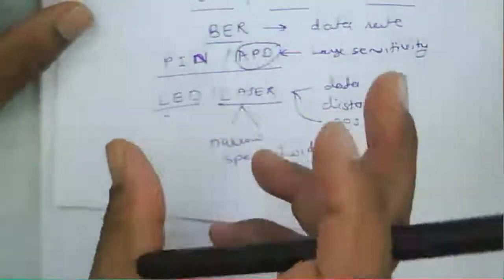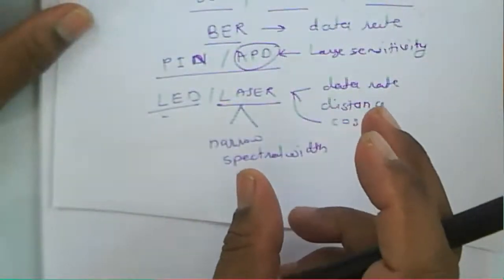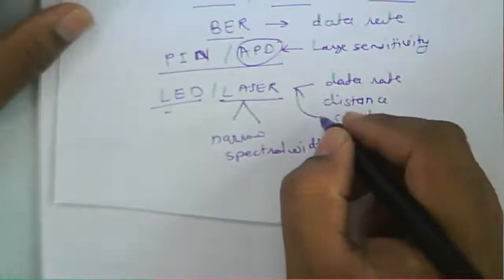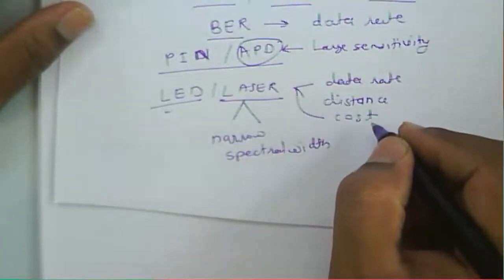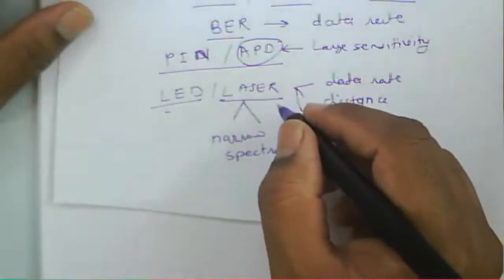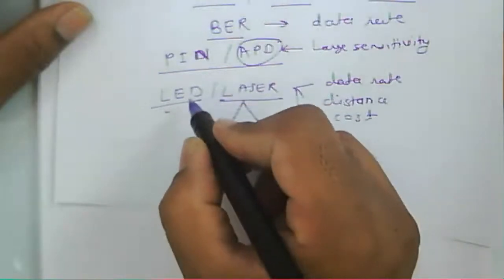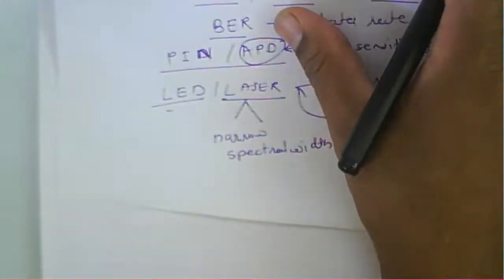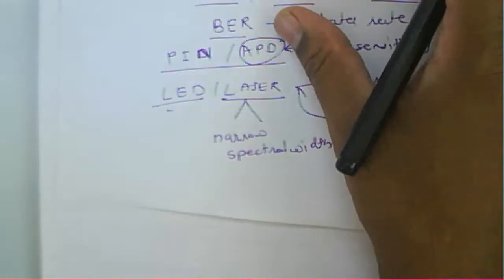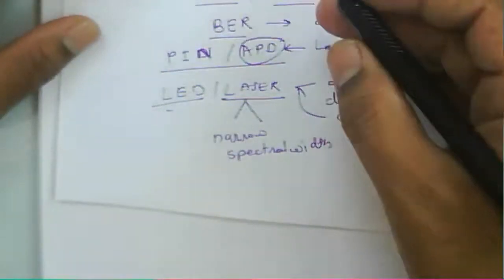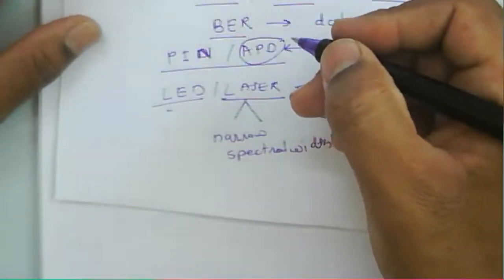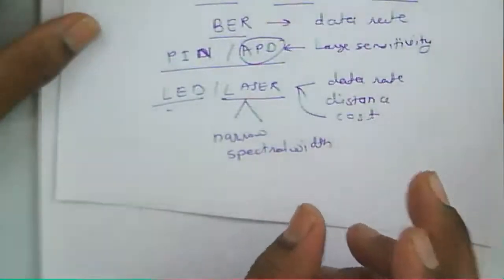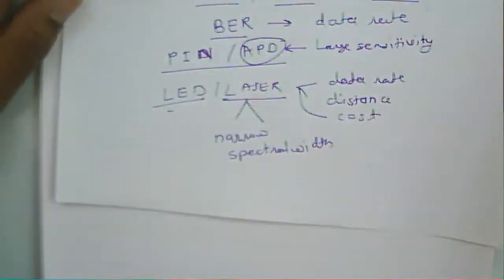Now for the given source, what will be the cost? If we use the laser diode, it requires complex circuitry, so the cost will increase. If we use the LED, the circuit is not complex, so the cost will decrease. So while choosing the fiber or the source, we need to consider cost also. In the case of a light emitting diode, it can work with the multimode fiber. That's why people are using light emitting diodes.